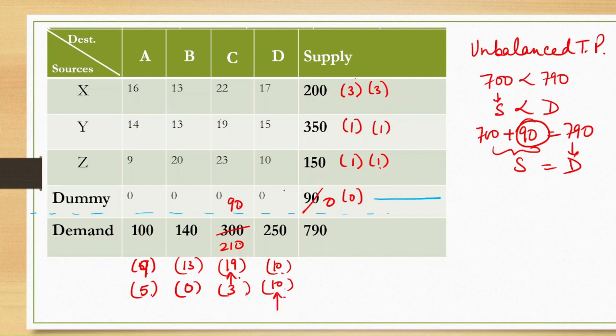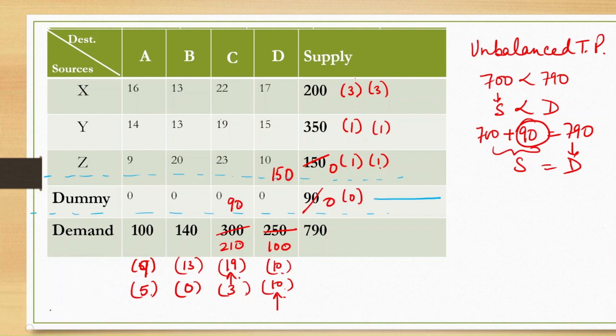In this particular column, 10 is the lowest cost, with 150 supply and 250 demand. The minimum of 250 and 150 is 150. So I'll be allotting 150 units. This becomes 0 and this becomes 100. Now we'll be deleting this particular row, because from this source Z we cannot supply anything to any other destination, as the supply has become 0.